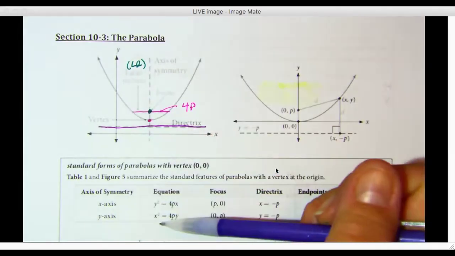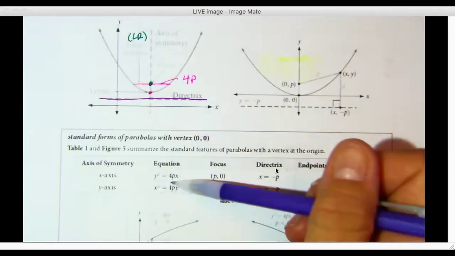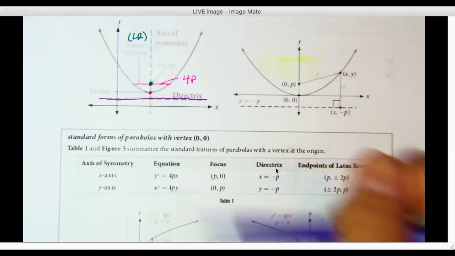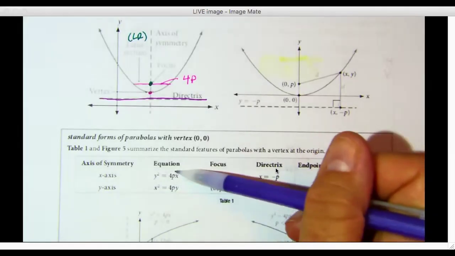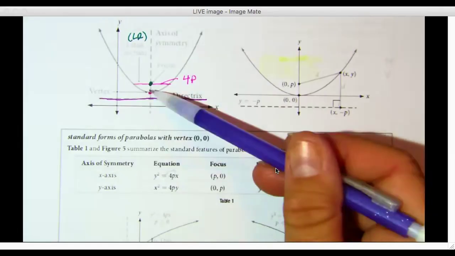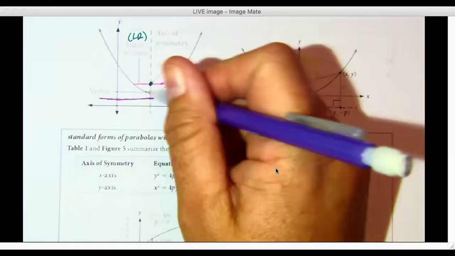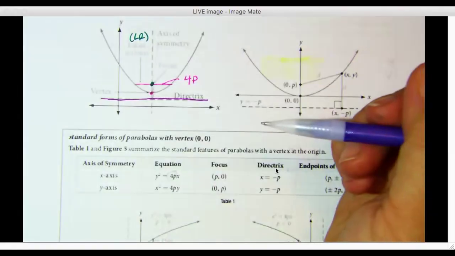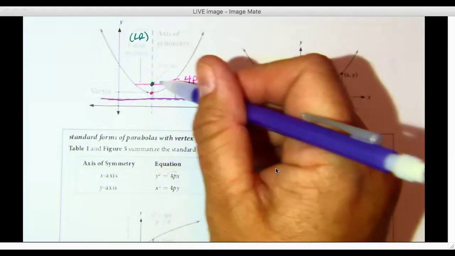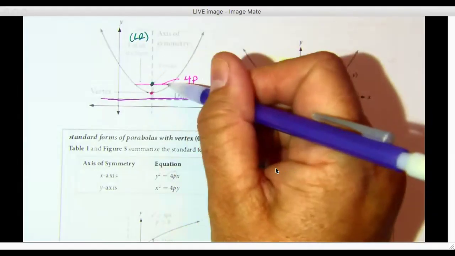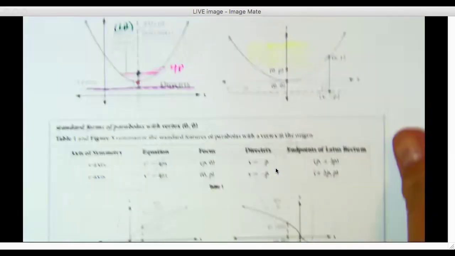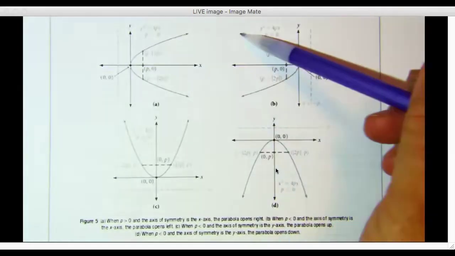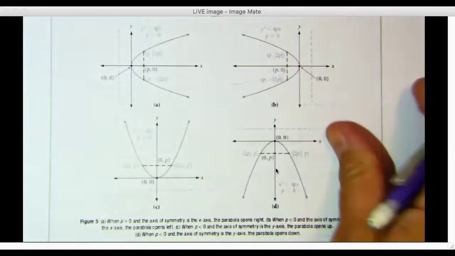So you will be having equations written in this form where you have y squared equals 4px or x squared equals 4py. And this distance of 4p is what gives you all the information for all of these pieces. Your focus is going to be a distance of p from your vertex, and your directrix is a distance of p from your vertex. And then the length of the LR, the whole thing, is 4p. So 2p on one side and 2p on the other side. So these are the four different shapes you'll see for parabolas: a horizontal one going to the right, going to the left, going up, and going down.